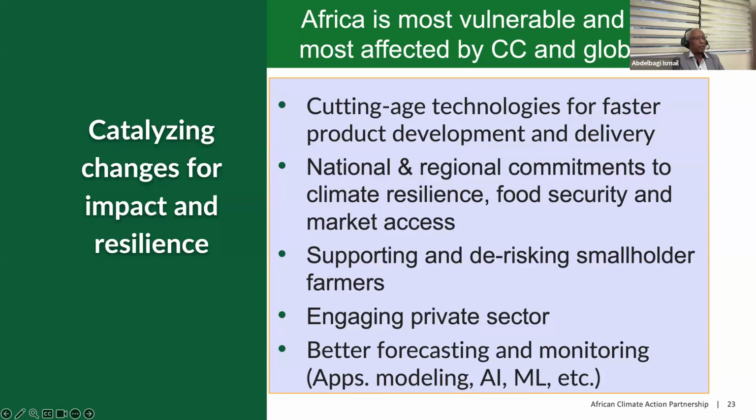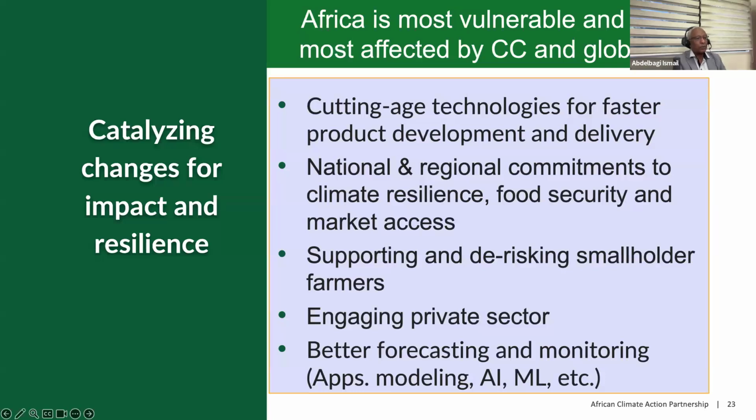We need to support de-risking smallholder farmers. This is again happening elsewhere in the world. And actually that is one of the elements that led most countries in Asia to be self-sufficient and to now have a surplus for export. Look, for example, at India, where it used to be in deficit just 20 years ago, now it is the largest exporter of rice in the world because of these policies.